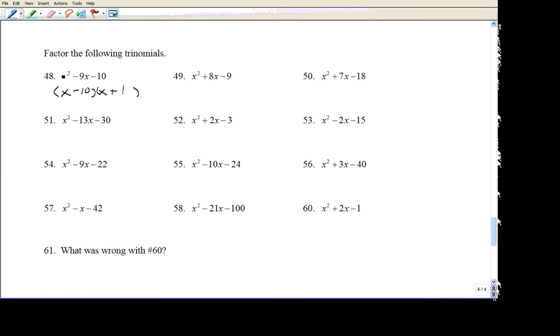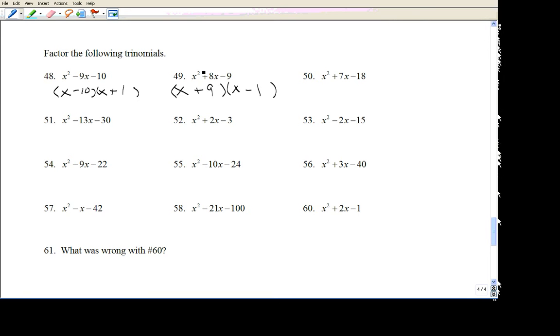Let's look at number 49. We have x squared plus 8x minus 9. So again, what factors of -9 add up to +8? Well, here, because the 8 is positive, that means the bigger number will have to be the positive number. So we can get +9 and -1. So 9 times -1 is -9, and 9 plus -1 is +8.